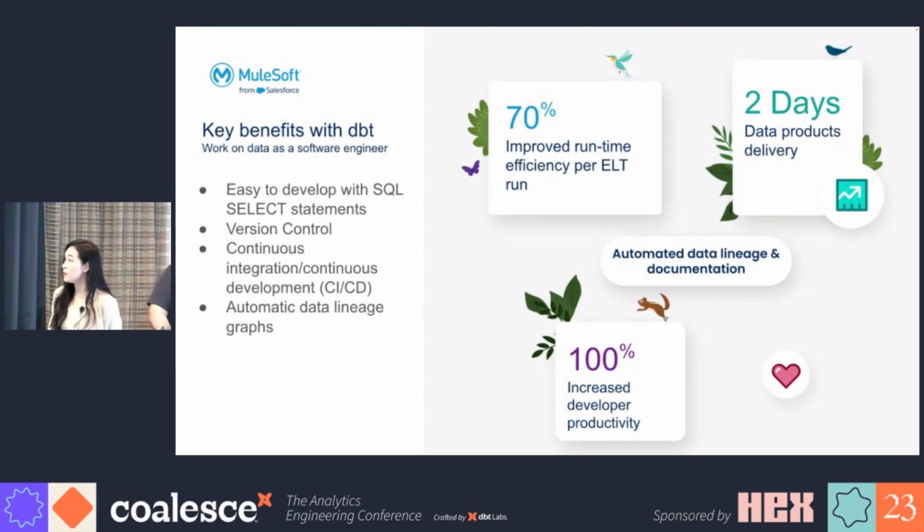So all these key benefits drive our improved performance. Looking at the numbers here, there is a 70% improved runtime efficiency per EOT run. This is because dbt has the built-in feature to figure out the upstreams and downstreams, and it will run the pipeline in the most optimized way. And then we can deliver the data products within 2 days, and developer productivity was increased by 100% because we can work on the same data model together.